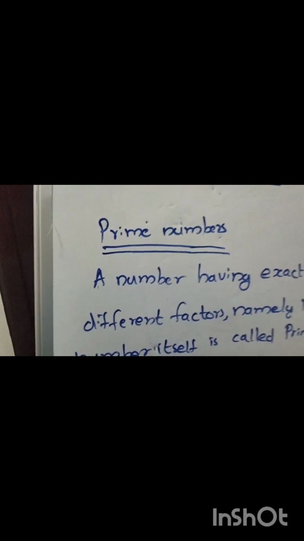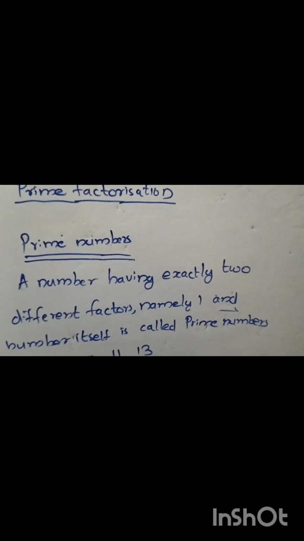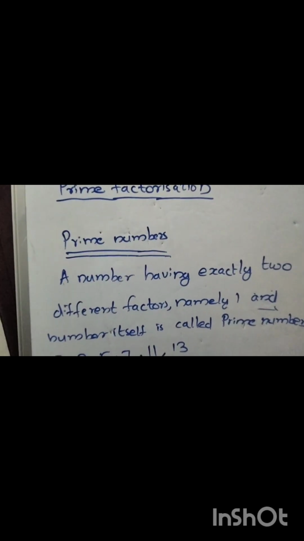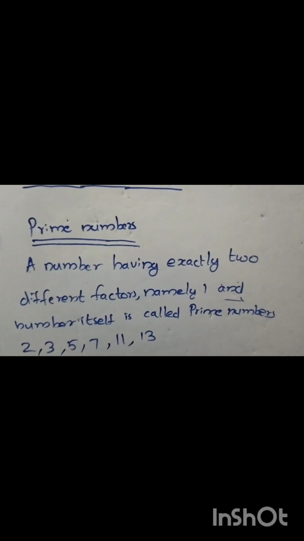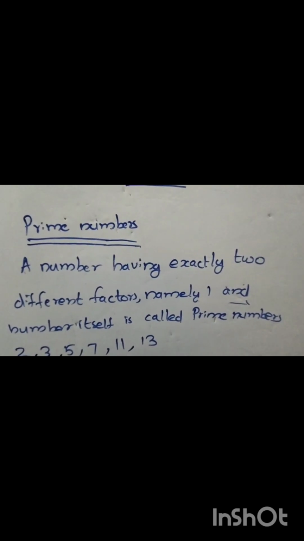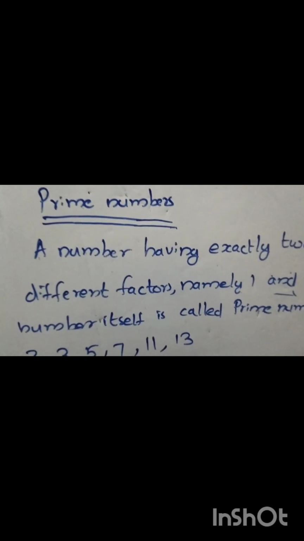Then we can study what prime numbers are. So what is a prime number? Many of you know, and we can revise again. A number having exactly two different factors, namely 1 and the number itself, is called a prime number. That is, the factors should be 1 and the given number itself.